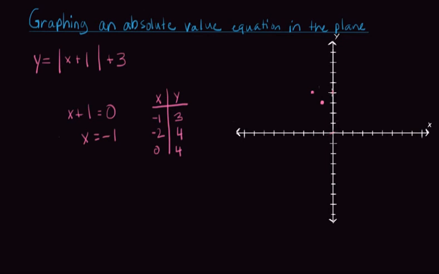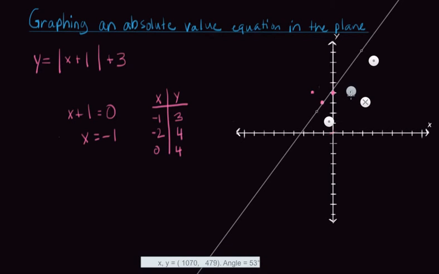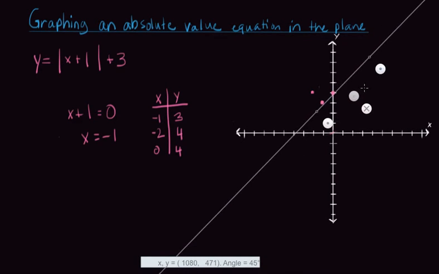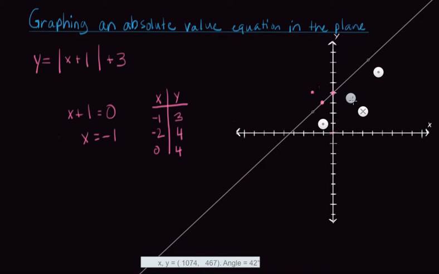So our V shape is going to look like this. So you don't have to go searching around for the vertex. If you know what that x value of the vertex is going to be, you don't have to go looking for it. You can just use the points that you need to use.